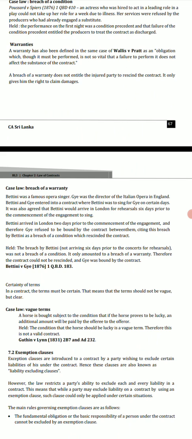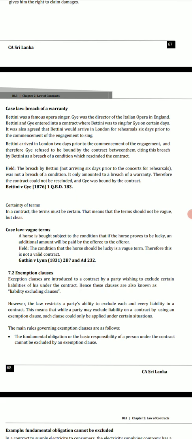Yes, breach of warranty. So the breach by Bettany, not arriving 6 days prior to the concert rehearsals, was not a breach of condition. It only amounts to a breach of warranty. Therefore, the contract could not be rescinded, and Goy was bound by the contract.